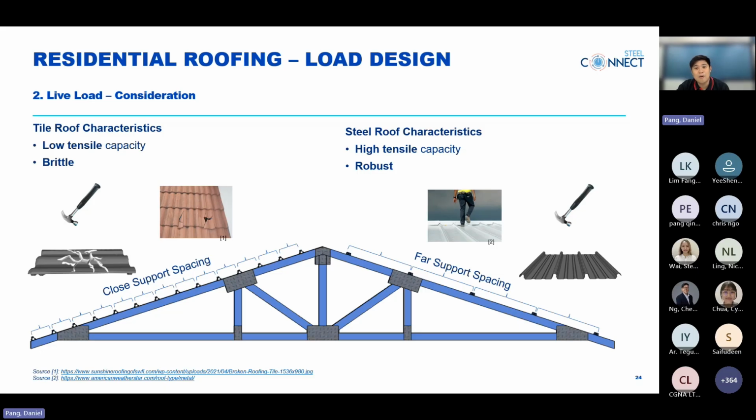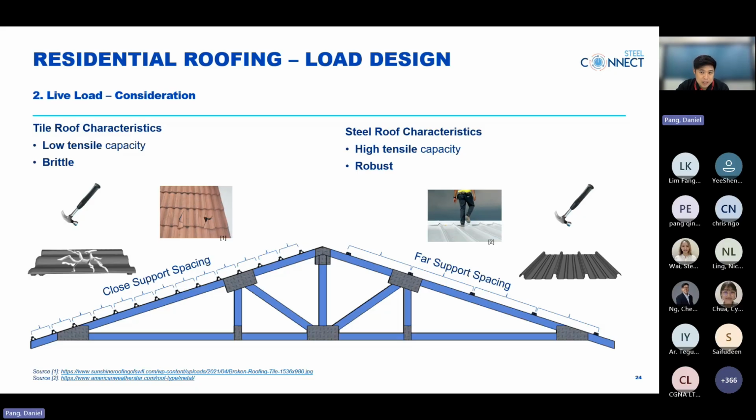Here, we have some consideration that need to take on. So as I have shared earlier, clay tiles have low tensile capacity, meaning it can hold load provided with the right spacing support. Whereas for steel roof, it has a high tensile capacity, making it able to hold much further support spacing. However, we have an additional information that we need to consider, which is the material itself.